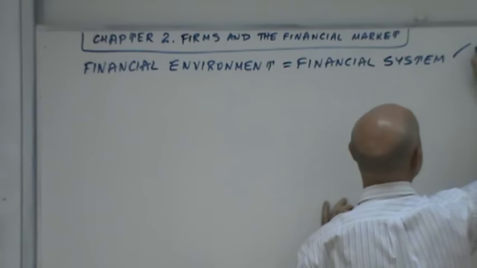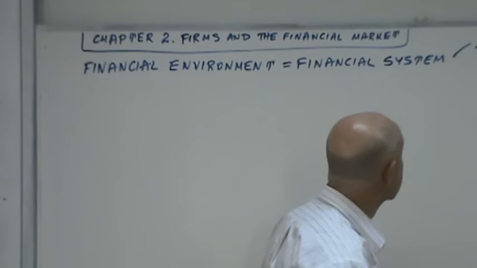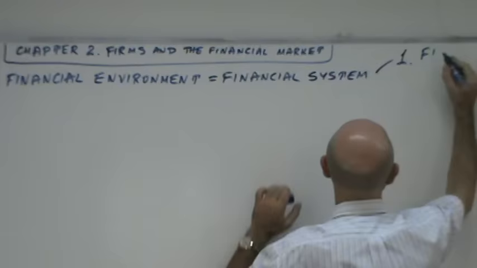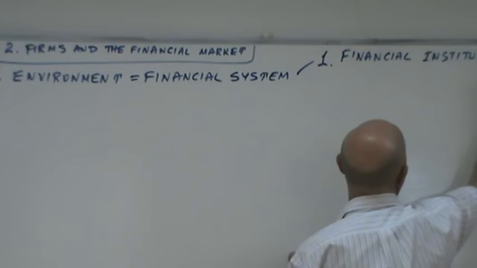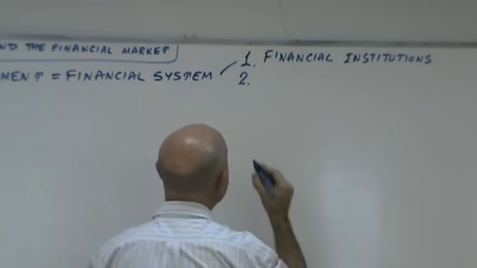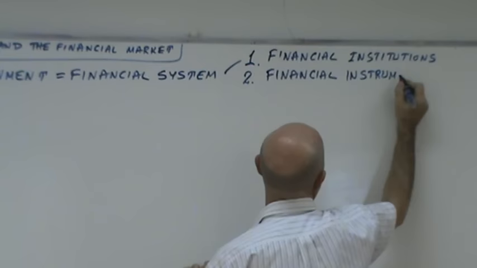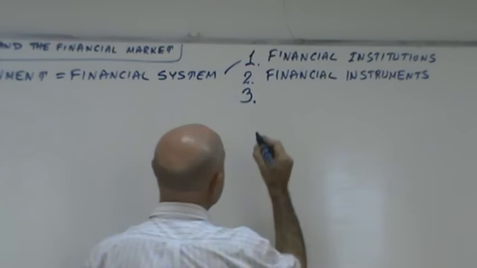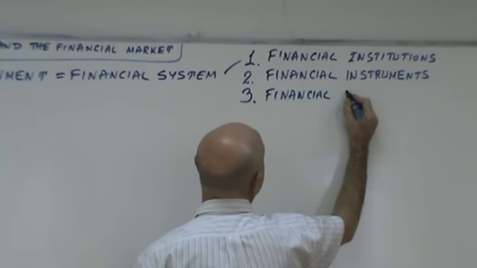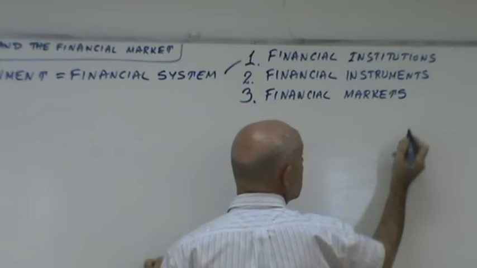The financial system includes or has three main components. Component number one is written here. And I'll explain all three, and that's what we do today. Financial institutions. Number two will be financial instruments. And number three, financial markets.